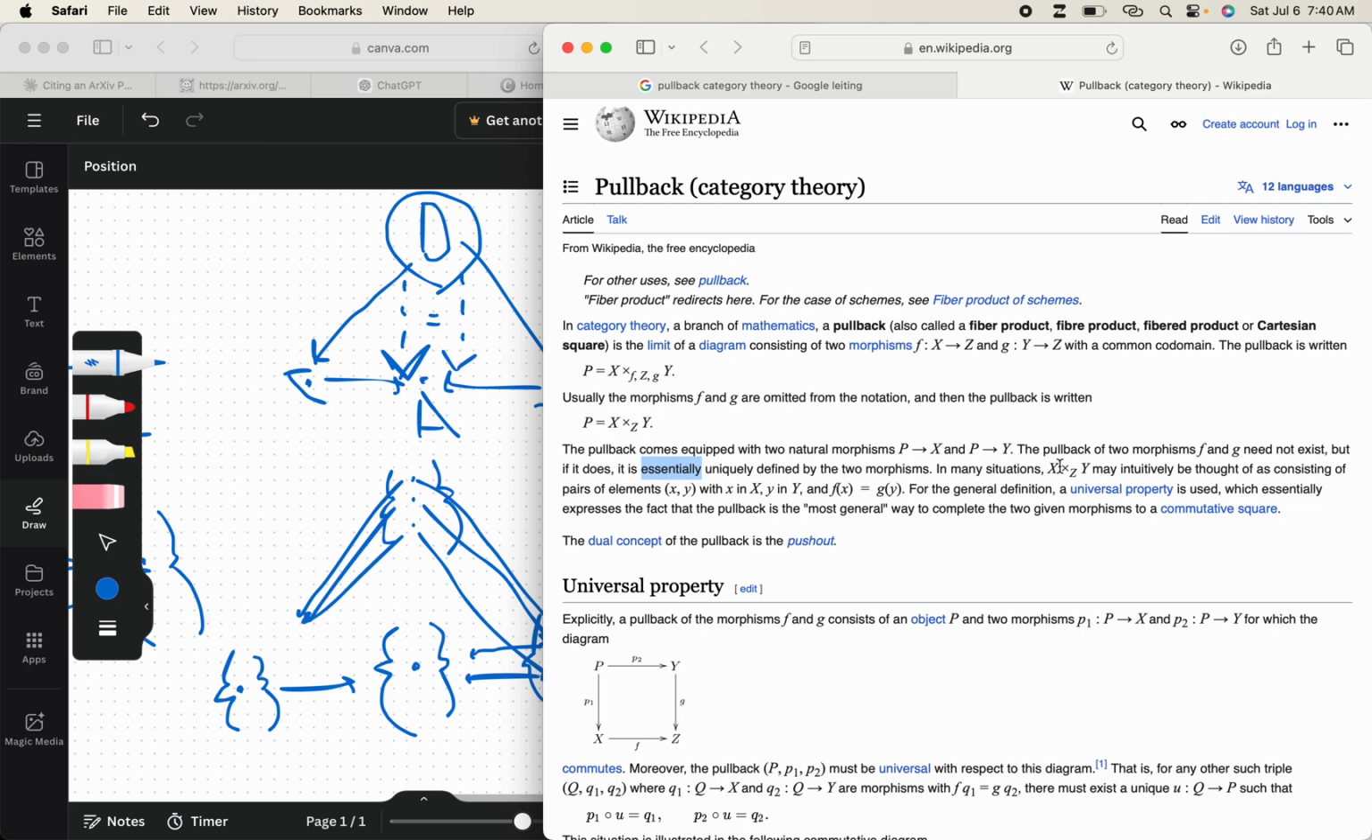In many situations, X pullback Z, Y, I'm not sure if there's a cool way to read this, may intuitively be thought of as consisting of pairs of elements, X in X and Y in Y, with f of X equals g of Y. F of X equals G of Y.